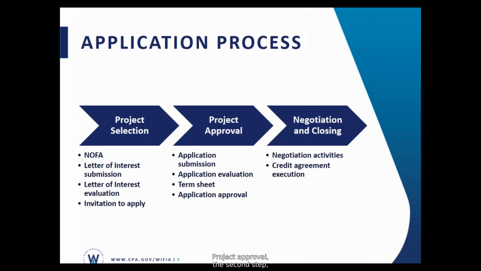Project approval, the second step, kicks off when the invited prospective borrower submits its application and ends when the applicant and the EPA administrator sign the term sheet. The third stage, negotiation and closing, includes developing the term sheet into a credit agreement and signing it at closing. This is just a timeline of project selection. The dates provided in the graphic show the schedule that we will follow for the FY 2018 selection round.